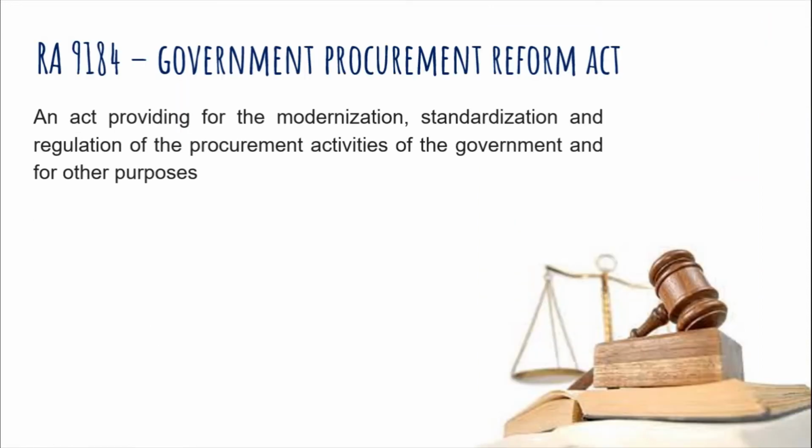Another one is Republic Act 9184, also known as the Government Procurement Reform Act. This was signed by former President Gloria Macapagal Arroyo on January 10, 2003 and was published on January 11, 2003. This act provides for the modernization, standardization, and regulation of the procurement activities of the government and for other purposes. Note that all agencies of the government shall strictly adhere to the provisions of RA 9184.